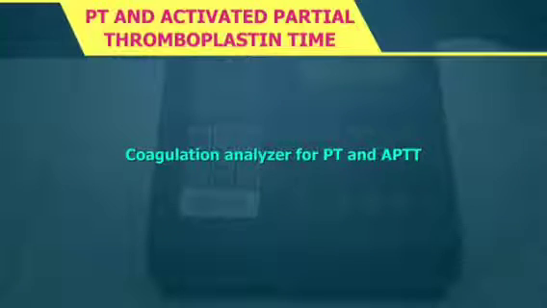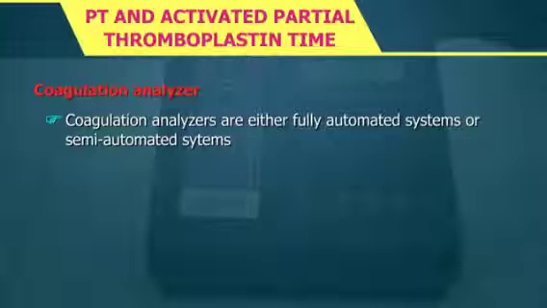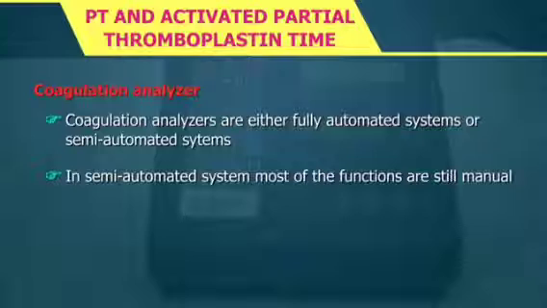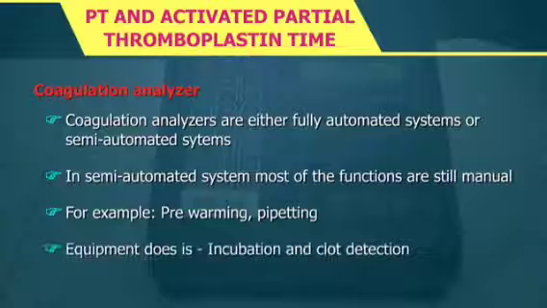Using a coagulation analyzer for PT and APTT. Coagulation analyzers are either fully automated systems or semi-automated systems. In a semi-automated system, most of the functions are still manual, for example, pre-warming, pipetting, etc. All the equipment does is incubation and clot detection.